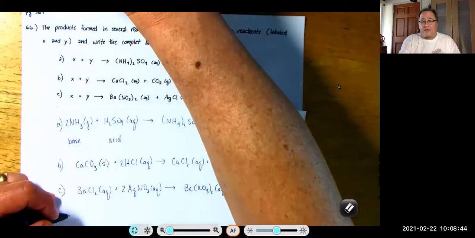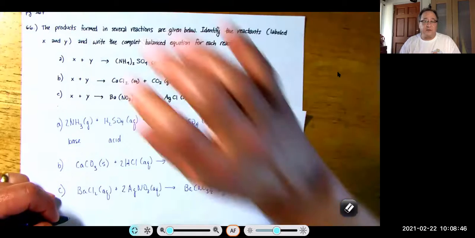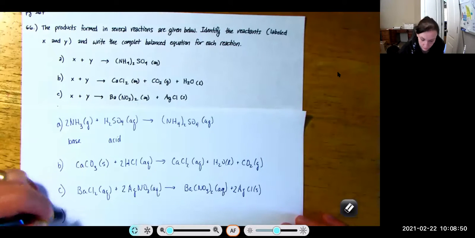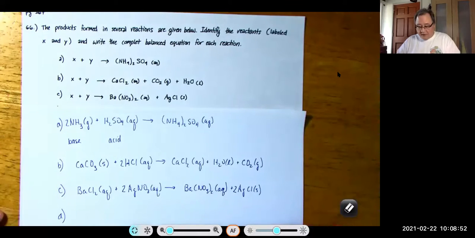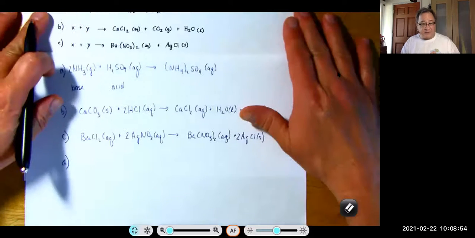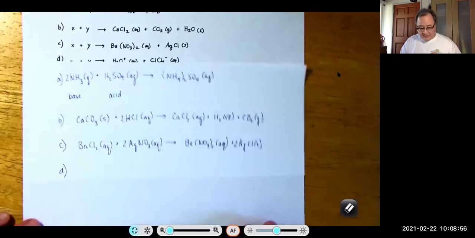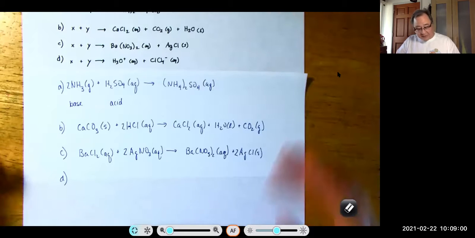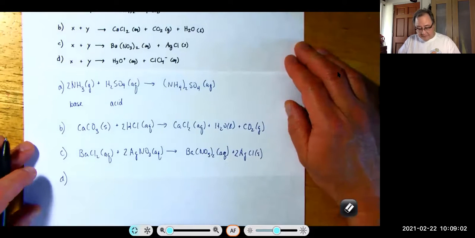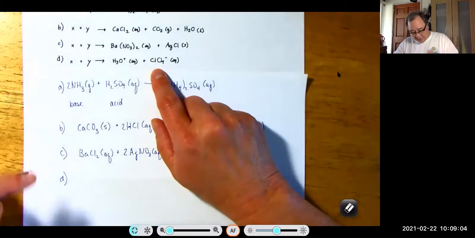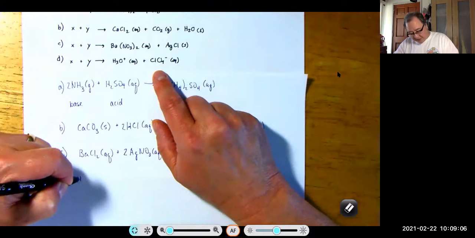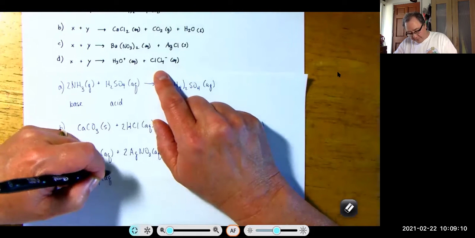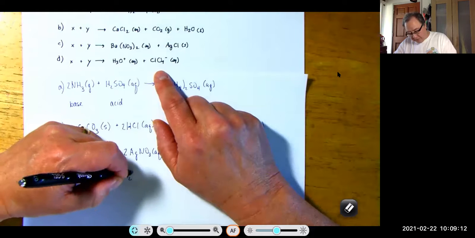Oh, I got to move my hand down. Are we good to go? Yeah. Okay. And then D, I'm going to move everything up. Now this one looks like an acid-base type of reaction again. And so I'm going to start off with this HClO4 and mix it with water.